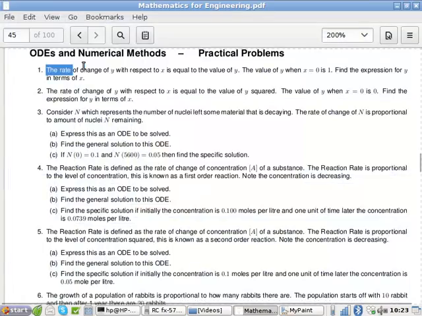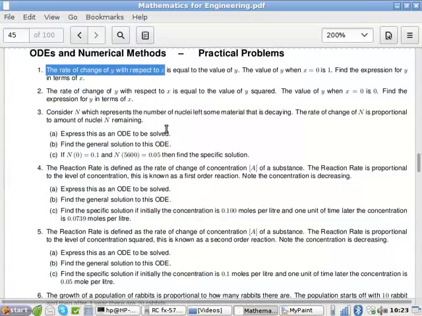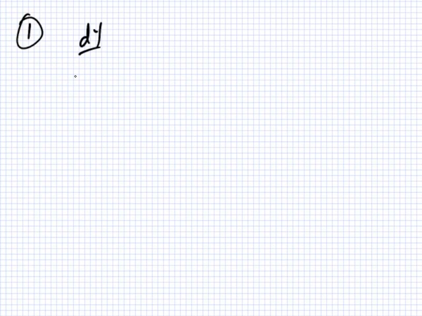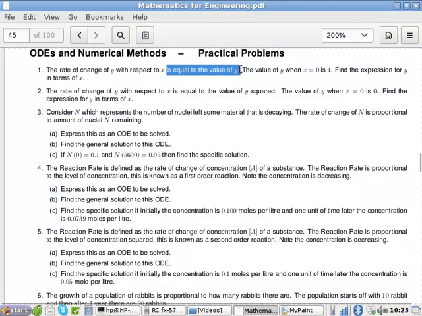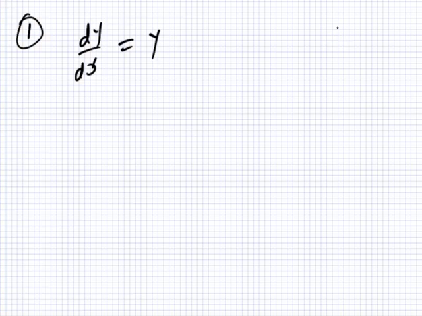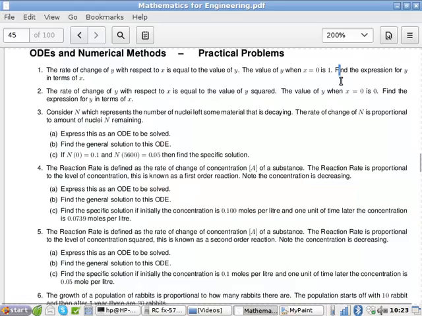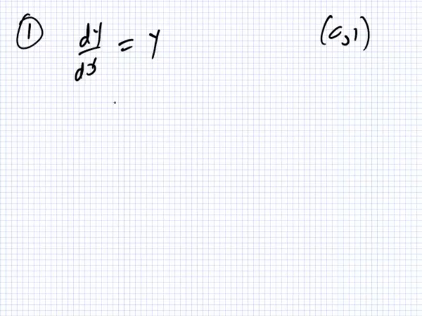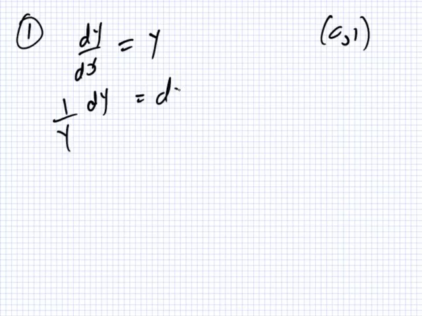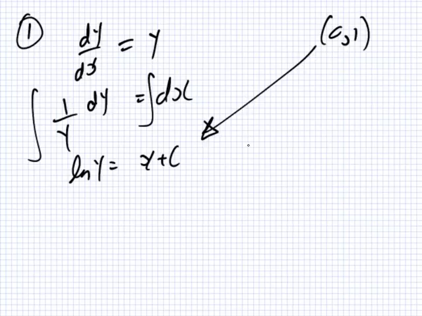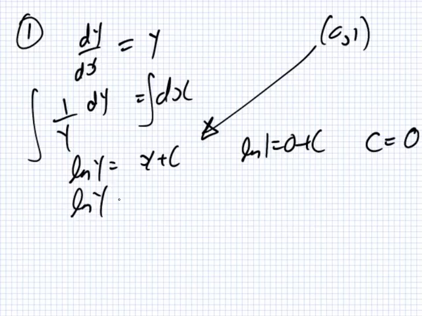The rate of change of y with respect to x, dy/dx, is equal to the value of y. The value of y when x is 0 is 1, so (0, 1) is a point. Solve for y. That's a very easy one. What do I do? Divide, then integrate. Log y equals x plus c. Put in the point: log 1 equals 0 plus c, so c equals 0. Log y equals x, so y equals e^x. That's a very, very simple one. I don't even think you need to write that down, but it gives you a basic idea.